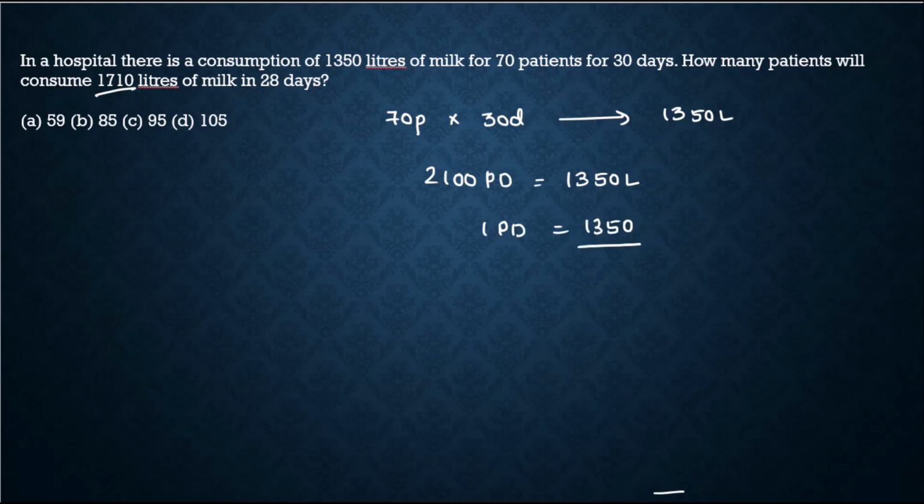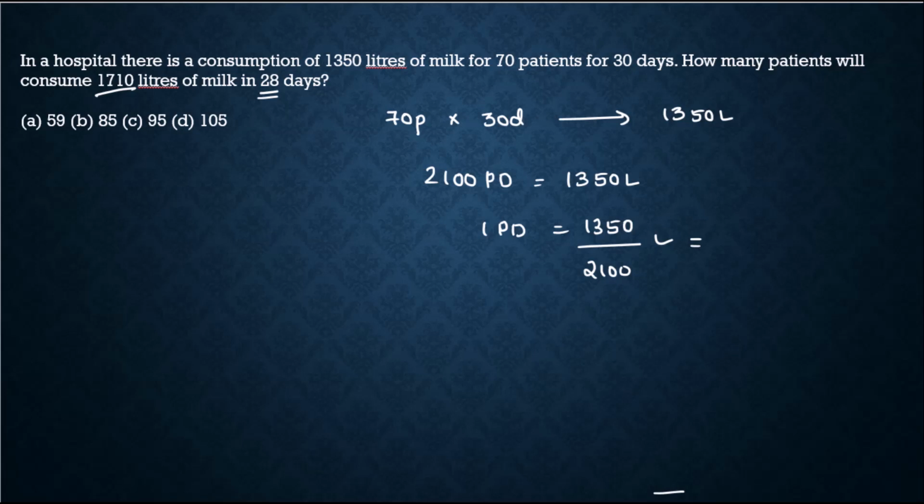That means for one patient day, they require 1,350 divided by 2,100 liters of milk. Is that fine? Okay, fine. Then now the question is that for how many patients 1,710 liters of milk is available, will be okay for 28 days. That means here we know that 1,350 divided by 2,100 liters of milk is required for a patient for a day. So we can simplify it.